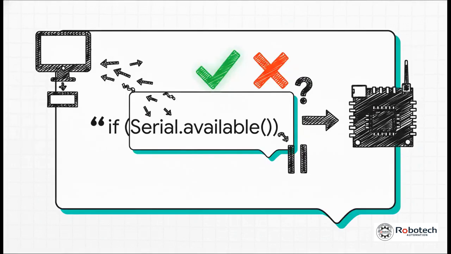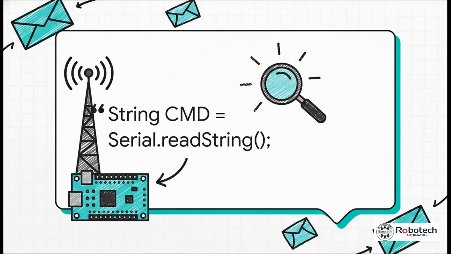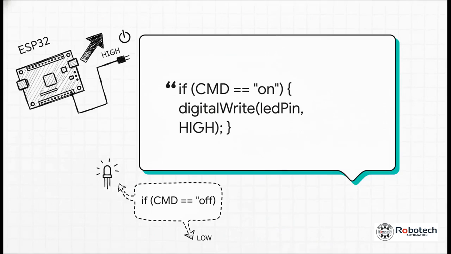Okay, so inside our main loop, the code is constantly asking one simple question, over and over. Got anything new for me? Has the computer sent anything? This Serial.available check makes sure we only run our code when there's actually a new message to read. So, if the answer to that question is yes, the next thing we do is actually read the message. We use Serial.readString to scoop up whatever text you sent, and we just stuff it into a variable we're calling CMD.